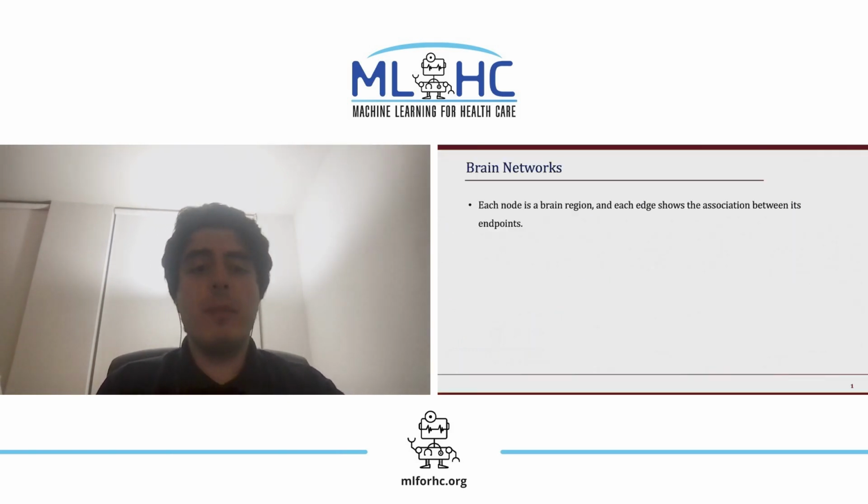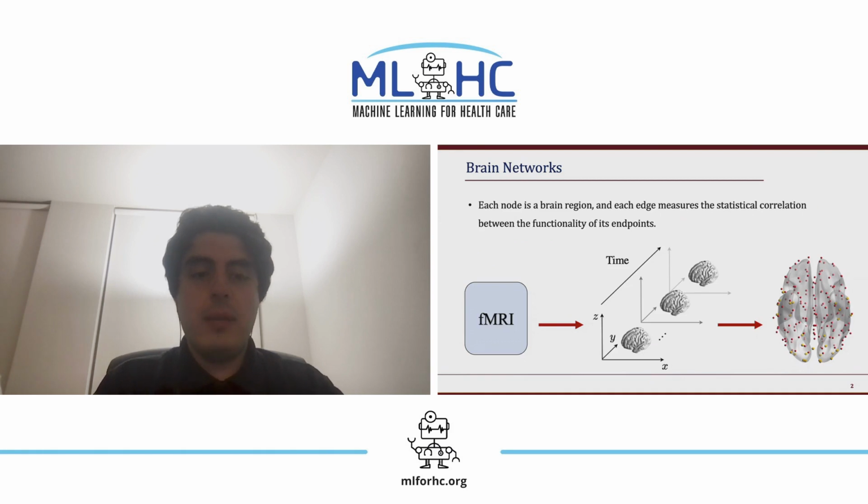Brain networks are a powerful paradigm to model brain activity or brain structure via graphs. In brain networks, each node is a brain region and we connect two nodes by an edge if they are somehow associated with each other. For example, in a brain network obtained from functional MRI, we model that as a graph where nodes are brain regions and each edge measures a statistical correlation between the functionality of its endpoints. Similarly, if we have a structural MRI, each edge measures the fiber between its endpoints.